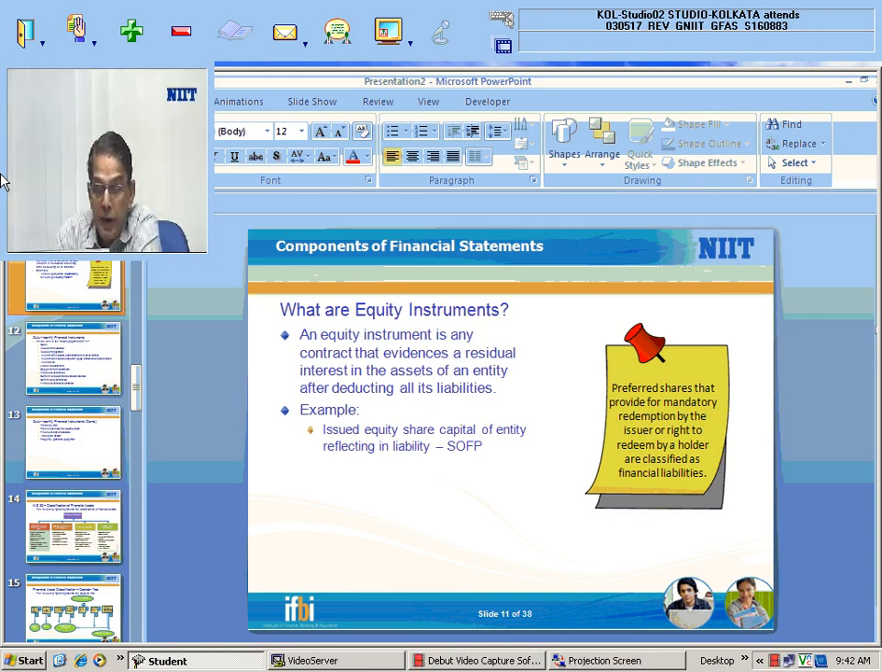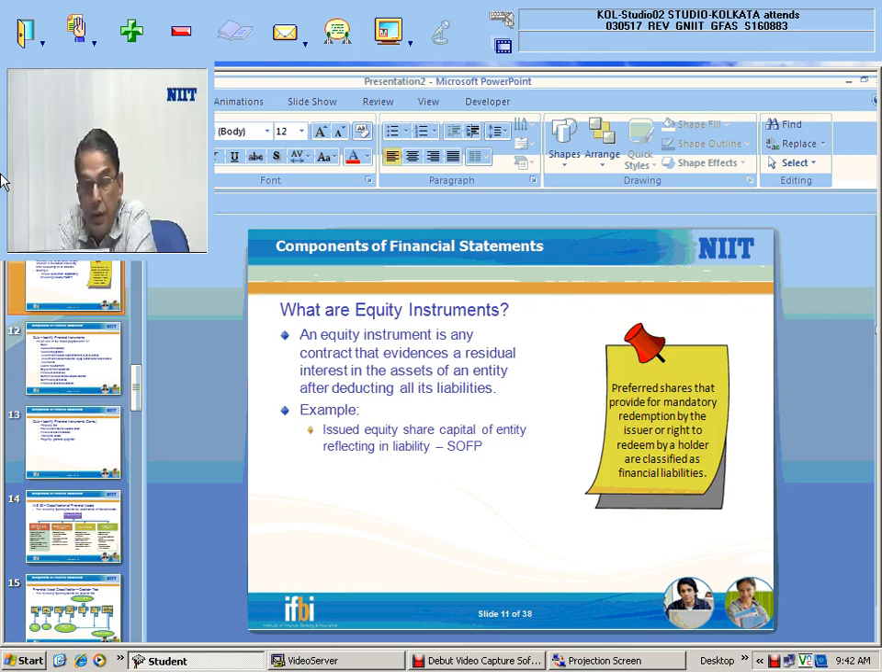Warrants or written call options. Sometimes companies issue warrants or options that allow the holder to subscribe for or purchase a fixed number of non-putable ordinary shares in exchange for a fixed amount of cash or other financial asset. So these are examples of equity instruments, which are financial instruments in nature.